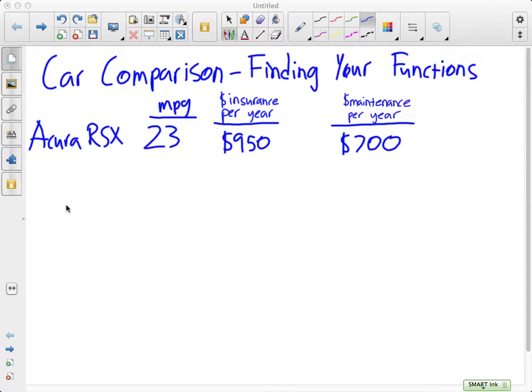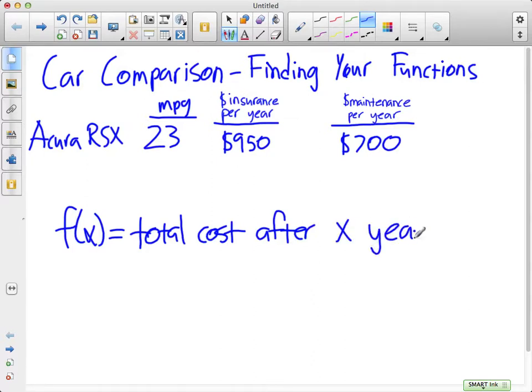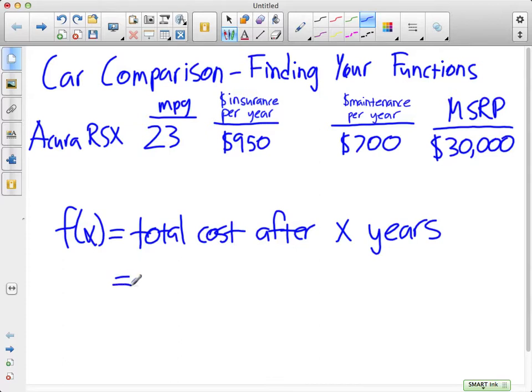So let's say that f of x is going to be the total cost after x years. Oh, so we need the initial cost of this car. Let's say it was the MSRP as the starting cost of a car, and let's say it was $30,000. So then the total cost after x years, well, we paid the initial cost, right? So it's going to be starting cost of $30,000.